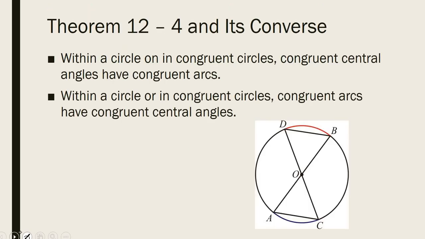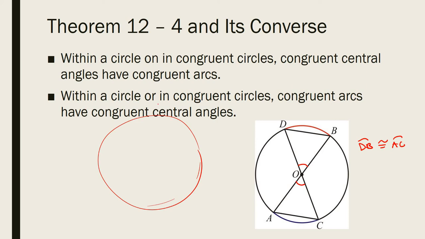Okay, theorems. We've got a bunch of theorems, so get ready to write. You're going to have to pause and write some of this down. Theorem 12.4 and its converse. Within a circle or in congruent circles, so within the same circle or within two circles that have the same radius, congruent central angles have congruent arcs. So these two angles are congruent because they're vertical angles. So arc DB is congruent to arc AC.